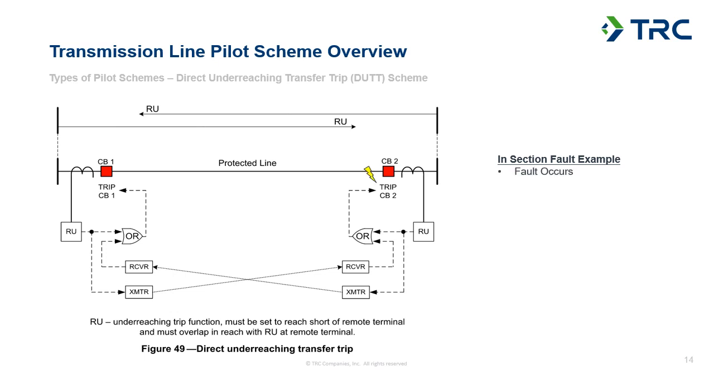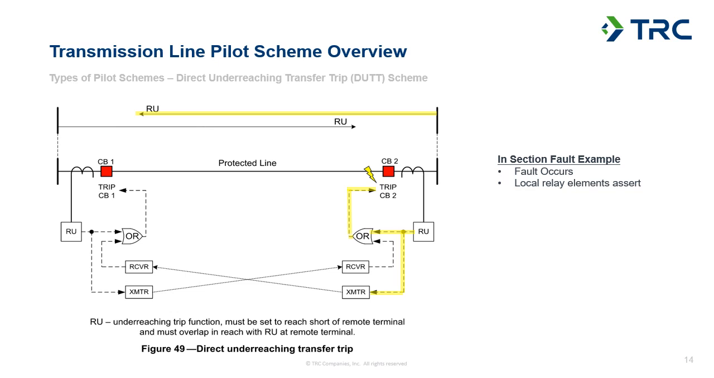So for our in-section fault example, we've got a fault that is near this circuit breaker 2 position here. So we're going to have some local elements that will assert. So you can see that at terminal 2, it's a close-in fault. It's within the underreaching zone associated with this scheme. And that's going to assert, and it's going to go through this OR gate and trip the local circuit breaker. At the same time, it's going to go over to the transmitter and send a direct tripping signal to the remote end, telling that circuit breaker to trip as well.